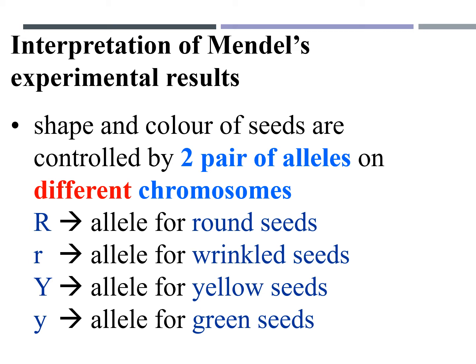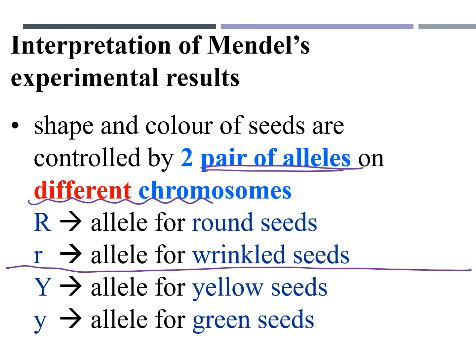So he could immediately think that these two pairs of alleles must be occurring on different chromosomes, while for the round character, it must be a dominant allele. For the wrinkled character, it must be a recessive allele. For the allele of yellow color, it must be a dominant allele, while the allele for green color seed must be a recessive allele.